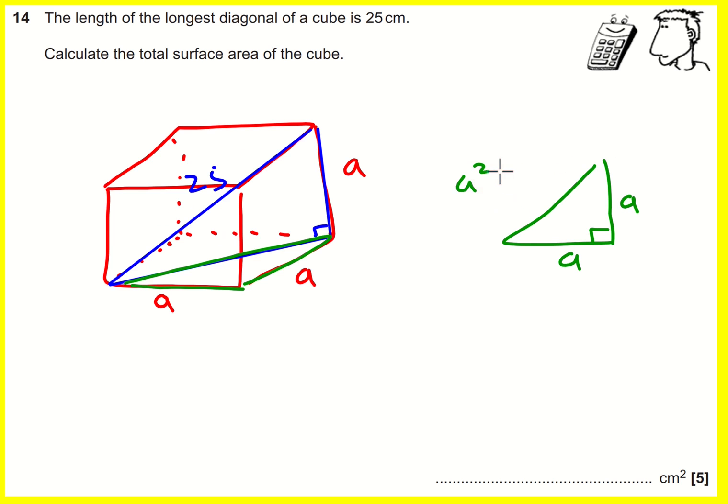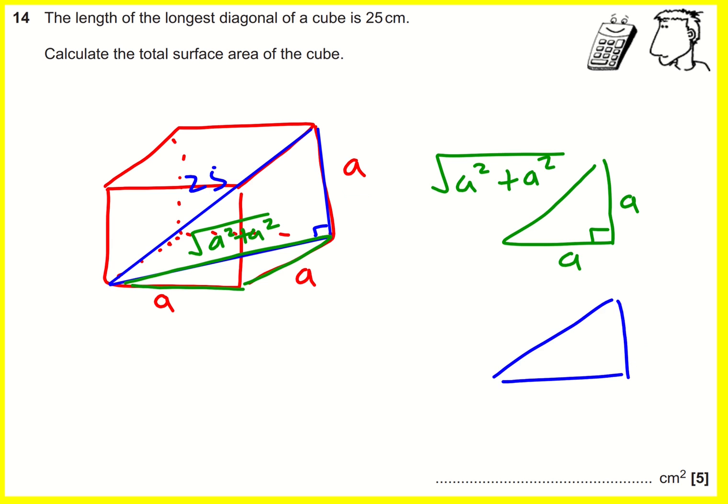And what can I do? I can write down that it's the square root of A squared plus A squared. So I can add that on here. I'm just going to leave it as the square root of A squared plus A squared. I could simplify it, but I'll show you why I haven't done that in a second. So now, if I work back to the blue triangle, I've got 25, I've got a right angle at the bottom, I've got A, and I've got the square root of A squared plus A squared. This is what I can now write down.